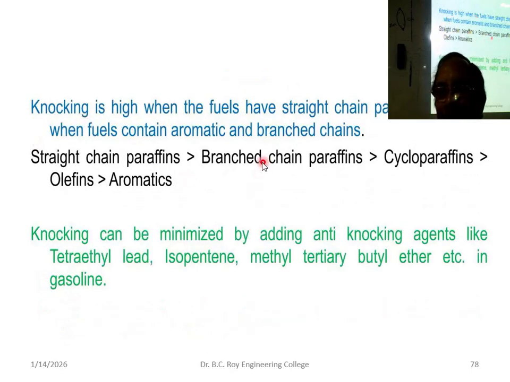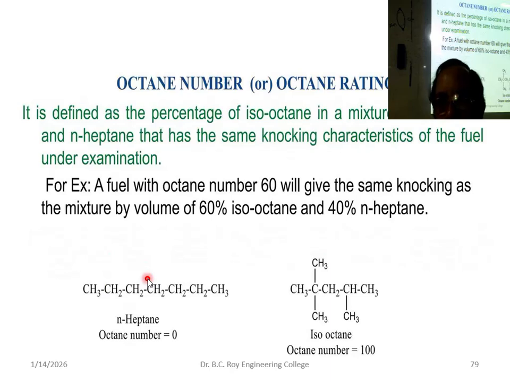Straight chain paraffin, you have to make branch chain. If you convert straight chain into branch chain, then this knocking problem will be less, and it is called reformation. So octane rating, octane number. Octane number is what? I will try to explain. It is all written, but I will still explain. You have two standards. One is N-heptane, another is isooctane. This is one standard, this is another standard.